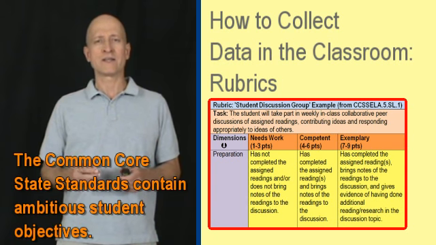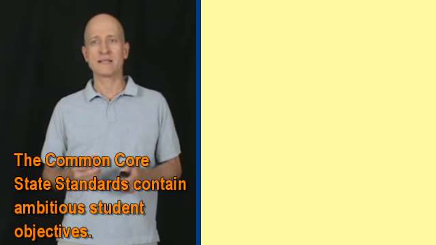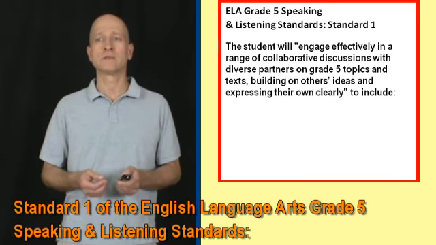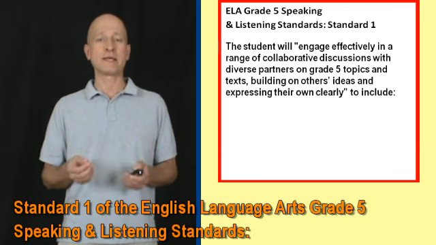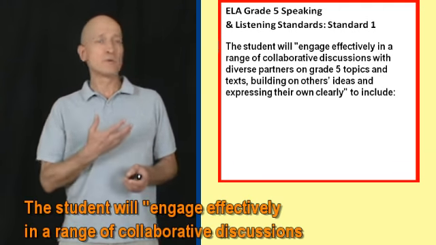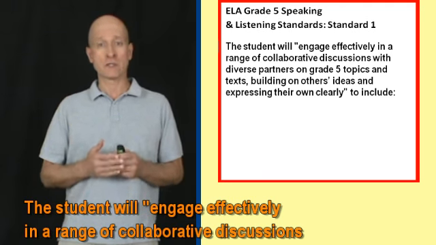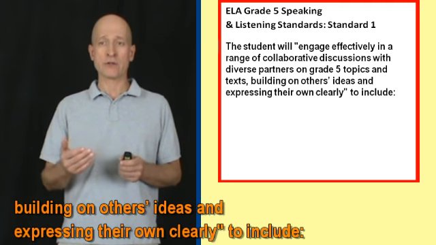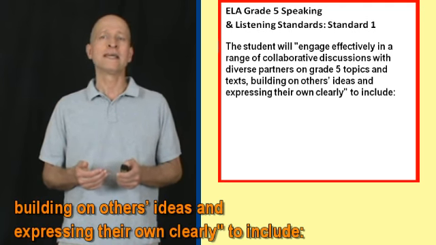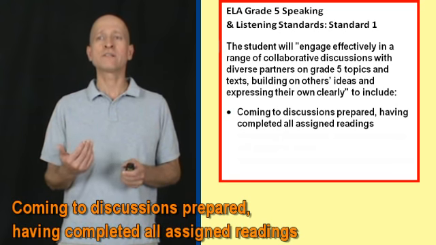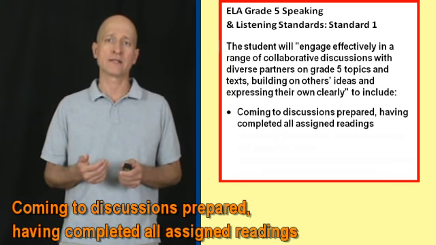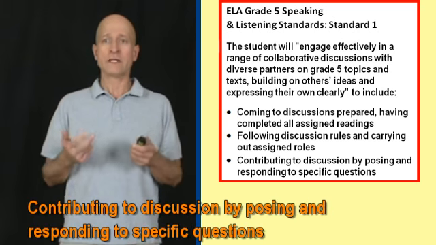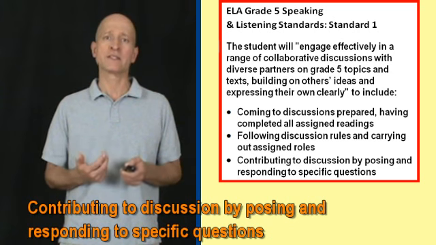The Common Core State Standards contain ambitious student objectives. Take this example, which some of you will recognize is taken from Standard 1 of the English Language Arts Grade 5 Speaking and Listening Standards. The student will engage effectively in a range of collaborative discussions with diverse partners on Grade 5 topics and texts, building on others' ideas and expressing their own clearly. To include coming to discussions prepared, having completed all assigned readings, following discussion rules, and carrying out assigned roles, contributing to discussions by posing and responding to specific questions.